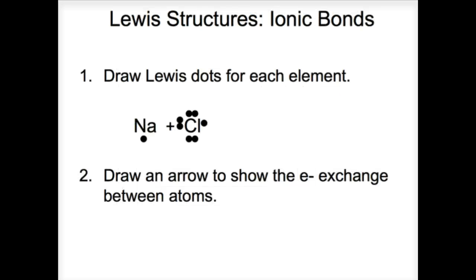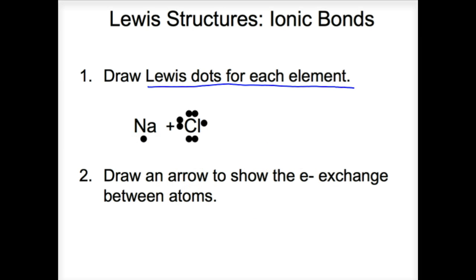Okay, so we're looking at different bonds, and it really doesn't matter whether we're doing an ionic bond or a covalent bond when we're first starting out, because ultimately we need to do the Lewis dot structures for each element. Now, we're going to talk about the shortcut for the covalent bonds. In terms of ionic bonds, we definitely do this.